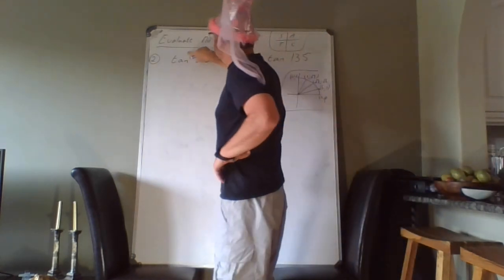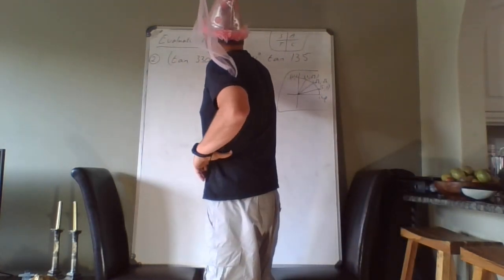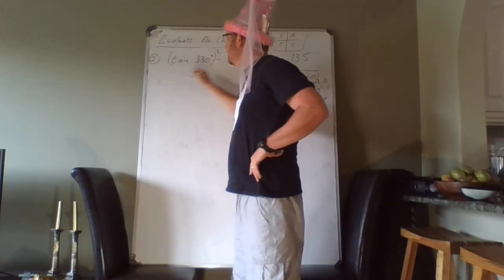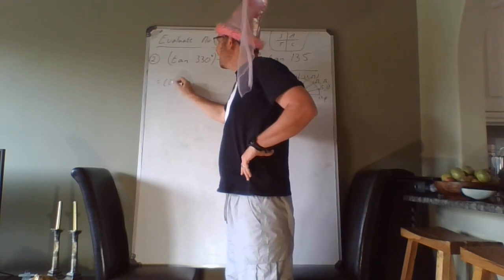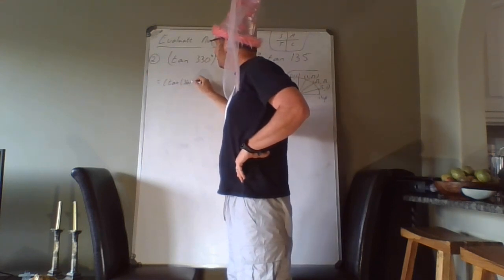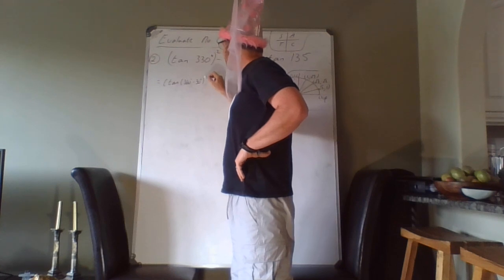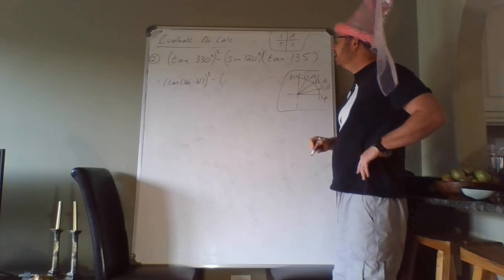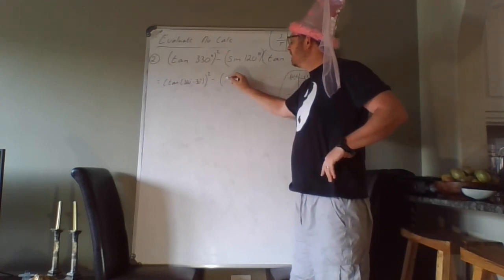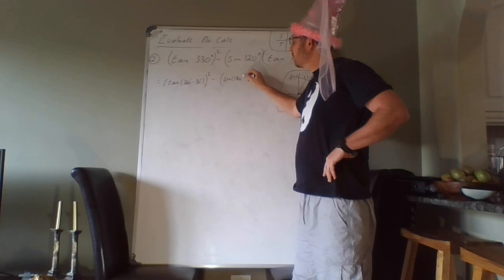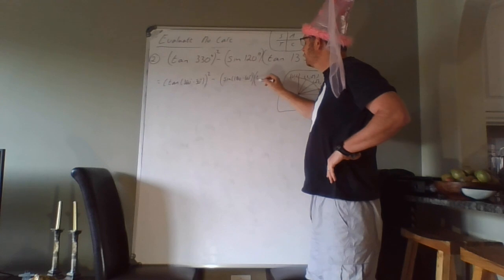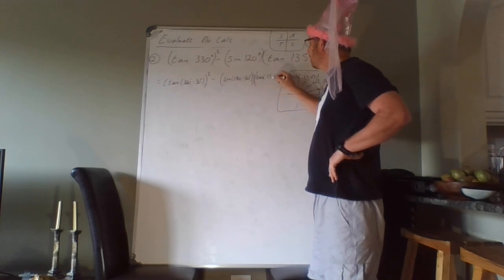First thing I would do though is I would rewrite it always like that. Okay? And then tan 330 is in quadrant 4, so it's going to be tan of (360 minus 30) all squared. I'll also put those brackets in the beginning. Okay, sine 120 is in quadrant 2, so it's going to be minus sine (180 minus 60). And tan 135 is in quadrant 2, so it's going to be tan (180 minus 45).